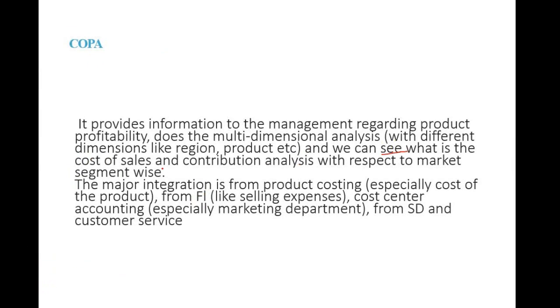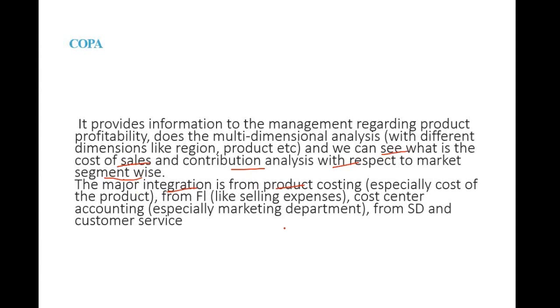So we can see what is the cost of sales here. After getting cost of goods manufactured, we can add selling and distribution. Whatever we are getting is cost of sales only. The contribution analysis with respect to market segment price, that's what I have explained. The major integration is from product costing. From product costing, what we are getting?